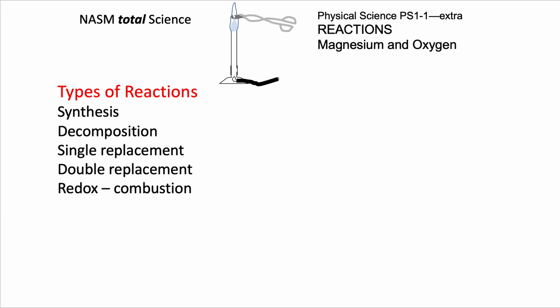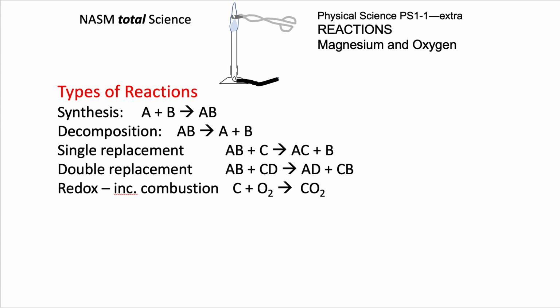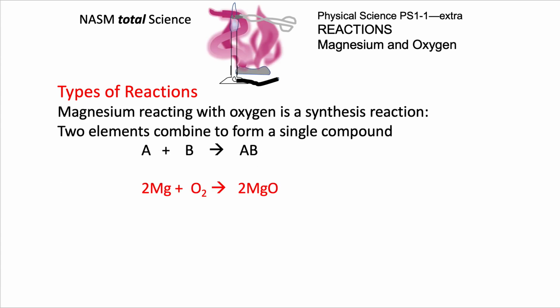We've got synthesis, decomposition, single replacement, double replacement, and redox, which includes combustion. And we've got the ways of just looking at A's and B's and A's and B's and C's reacting, except for combustion. I've got carbon and oxygen there for the redox reaction. And we've got a synthesis reaction, an A and a B, 2 components giving me a single compound at the end. Here we've got 2 elements.